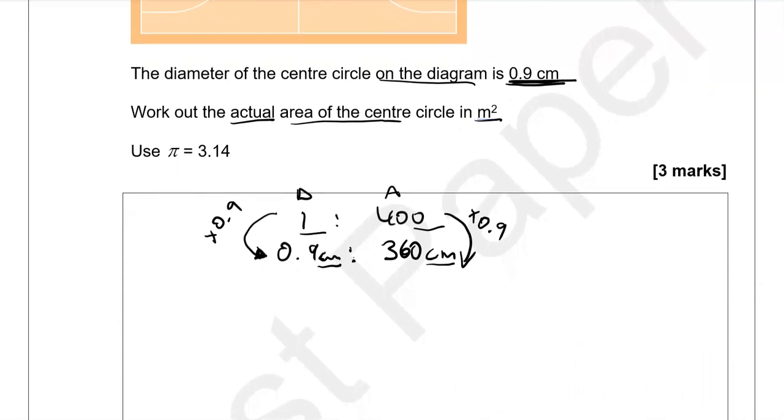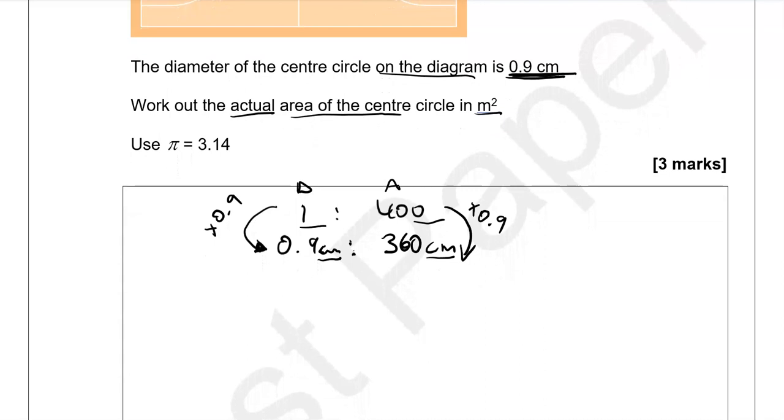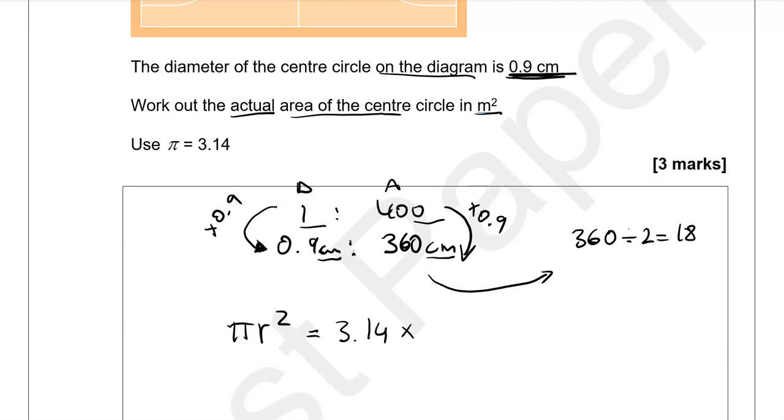Now we can work out the area using pi r squared, where pi is 3.14. Now this is the diameter, 360 centimeters. If I divide it by 2, it's going to give me the radius. So 360 divided by 2 gives me 180. Now that is 180 centimeters, and I'm going to work out the area in squared meters.